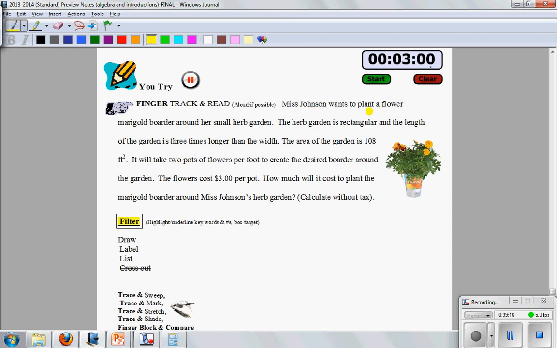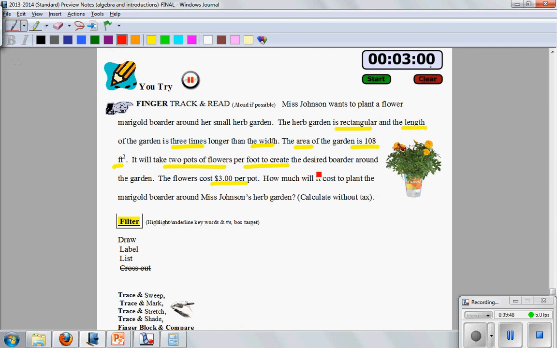Miss Johnson wants to plant a marigold flower border around her small garden. The herb garden is rectangular, and the length of the garden is 3 times longer than the width. The area of the garden is 108 feet squared. It will take 2 pots of flowers per square foot to create the desired border around the garden. The flowers cost $3 per pot. How much will it cost to plant the marigold border?